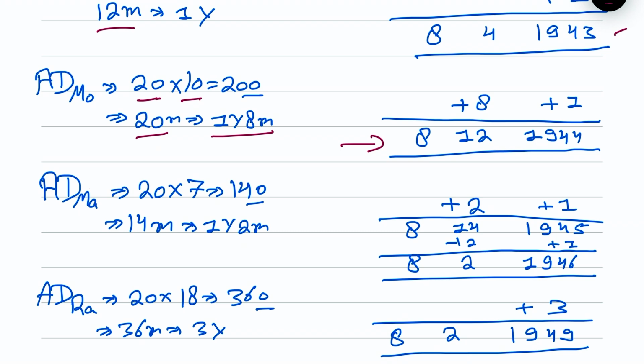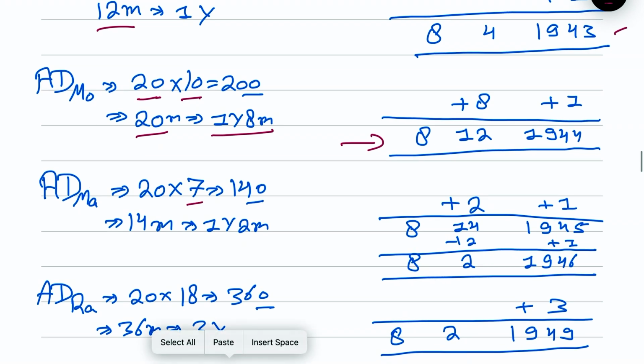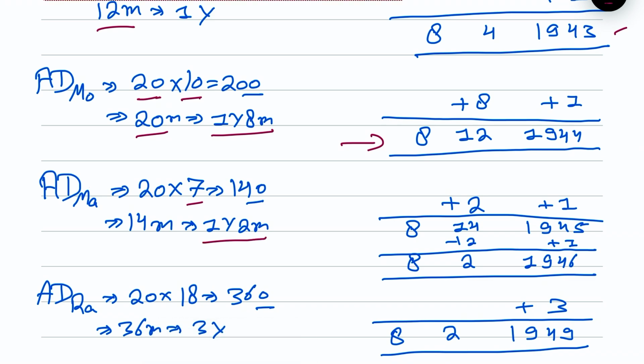Now the Antardasha of Mars. The Mahadasha of Mars is 7 years. 20 into 7 is 140, then 14 months. So it is 1 year 2 months. So we add 1 year 2 months to the previous date, and we get 8/2/1946 as the end date for Mars Antardasha.